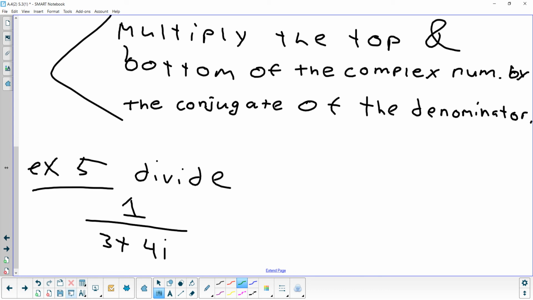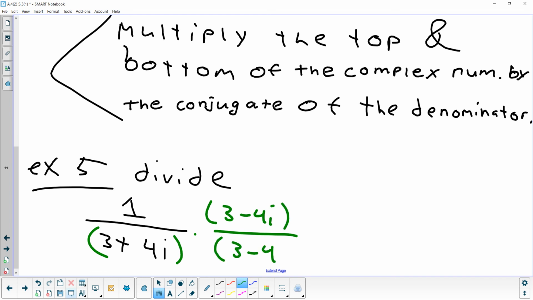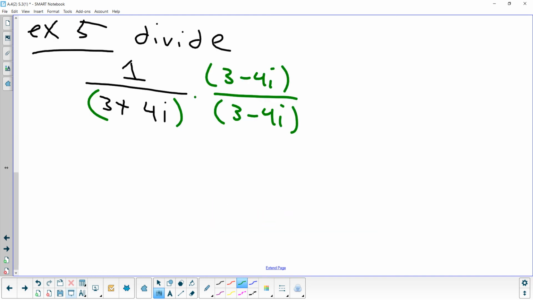We can't leave the 3 plus 4i in the bottom. So what can I multiply by? I have to do the same thing in the top and the bottom that will make this i disappear. Yep. 3 minus 4i. 3 minus 4i. And 3 minus 4i. All right. So in the bottom, we already know what happens. I think we did this problem earlier. What was 3 plus 4i times 3 minus 4i? Yeah. Was that 25? That was 25. Okay, we already did that.